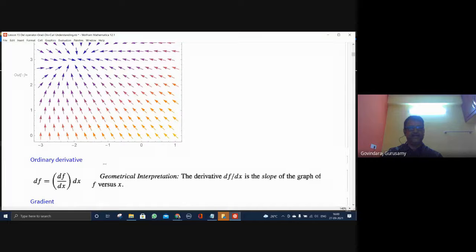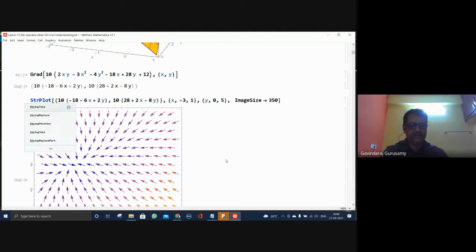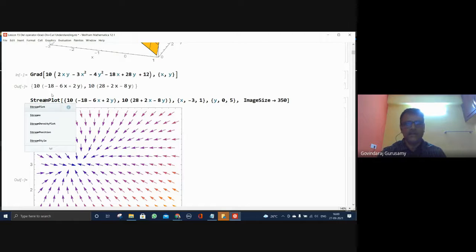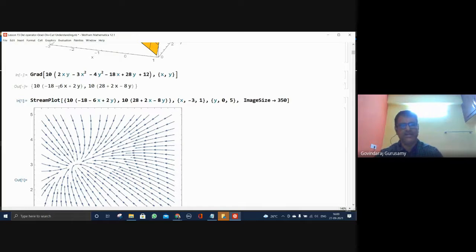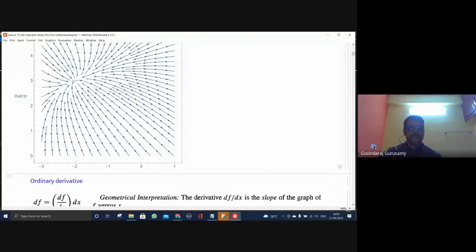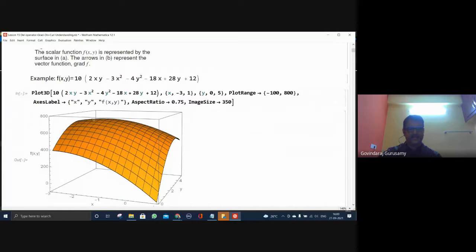It's happening here. Maybe if I make it a vector plot, you are able to see this getting focused there. Make it a stream plot. A stream plot is also a vector plot. Stream plot. Well, you can see here, 3 and -2. That is the point. Okay, so now you are able to see that.